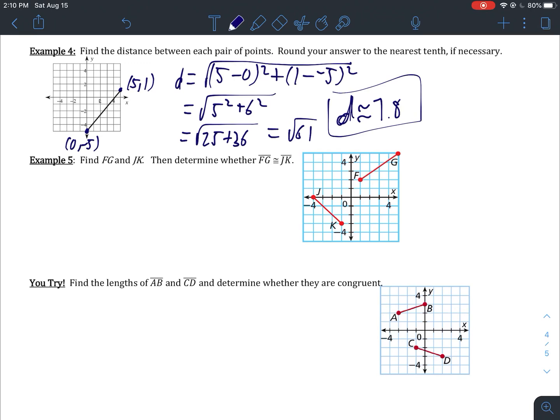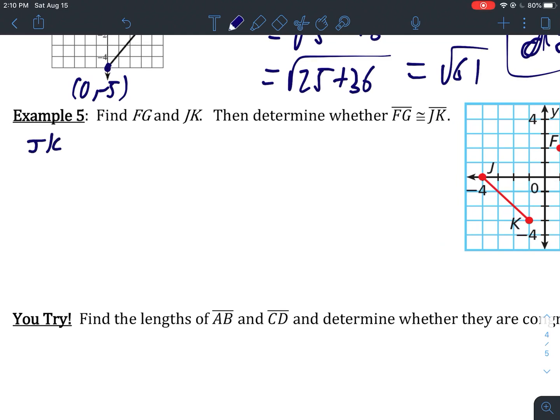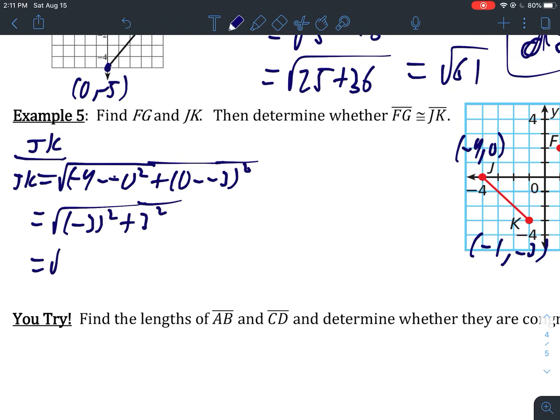Okay, example 5. We're finding two distances this time, JK and FG, and we're going to see if they're congruent. So let's do JK first. So J is at negative 4, 0, and K is at negative 1, negative 3. So JK is equal to negative 4 minus negative 1 squared plus 0 minus negative 3 squared, which is negative 3 squared plus 3 squared, which is 9 plus 9, which is root 18.